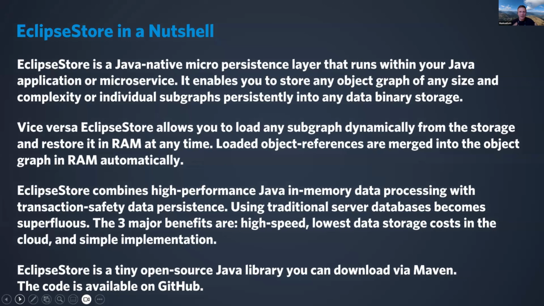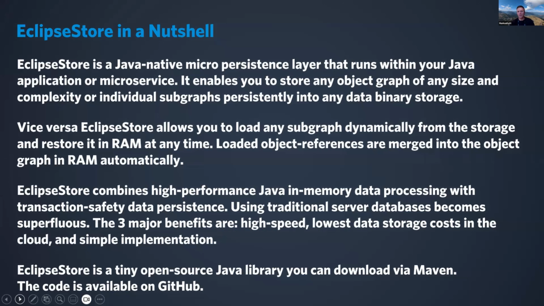So EclipseStore is not a vision anymore. It's not a prototype. It runs in production, so this concept really works. Many companies use EclipseStore, or previously MicroStream, in production already, and more companies are interested in using it. So in a nutshell, how does it work?